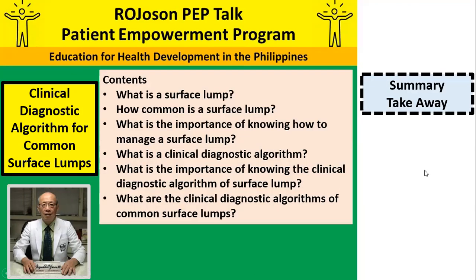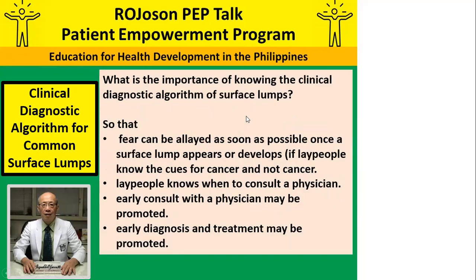So summary and takeaway for this lecture. What is the surface lump? How common is a surface lump? What is the importance of knowing how to manage a surface lump? What is a clinical diagnostic algorithm? What is the importance of knowing the clinical diagnostic algorithm of surface lumps, and what are the clinical algorithms of the common surface lumps? So the importance of knowing the clinical diagnostic algorithms, yung tatlo, yung pinaka-basic: signs of inflammation, signs of malignancy, signs of benignity.